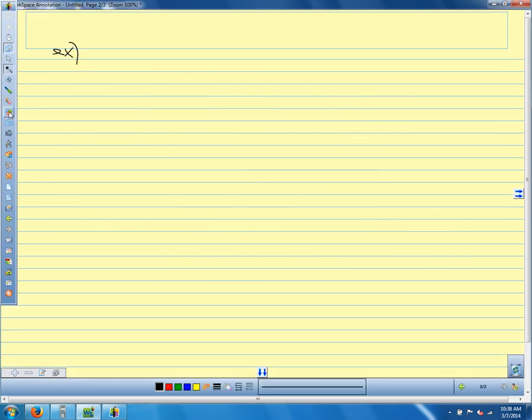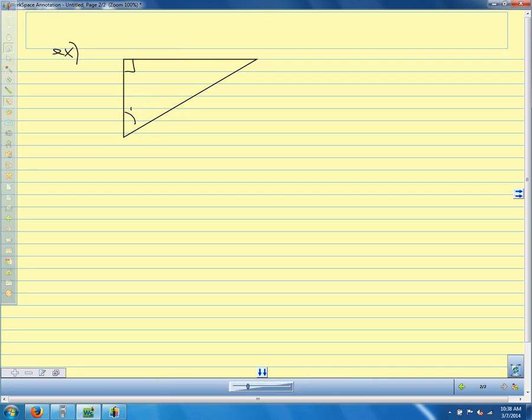So here's our triangle. Oops, I don't want that to be 42 degrees. I want that to be x. We don't know the angle. And our question says, find x. So x is an angle. We need to find the angle. Well, let's follow our steps.